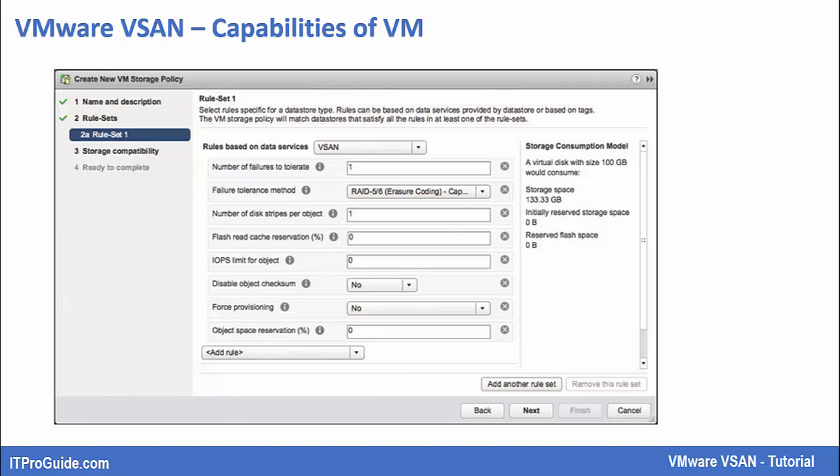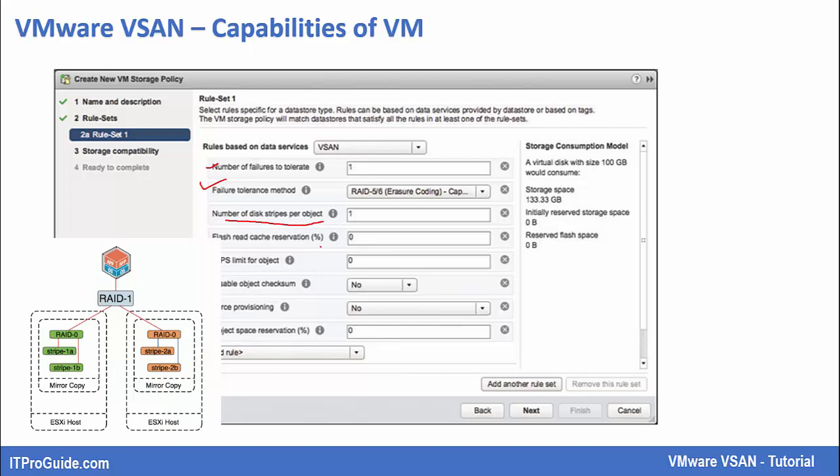When we talk about VM storage policy, we talked about only the number of failures to tolerate and failure tolerance method. There are some other rules that you can set and apply for a virtual machine, in addition to those two. The third one is number of disk stripes per object. In general, the default stripe width is 1, and that should meet most of your requirements.